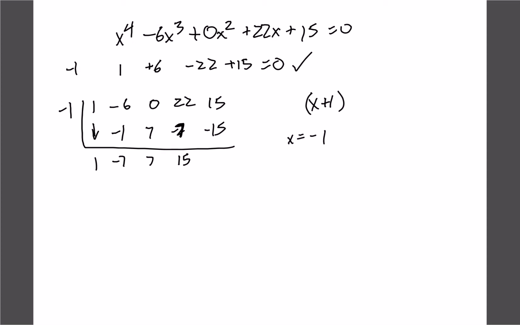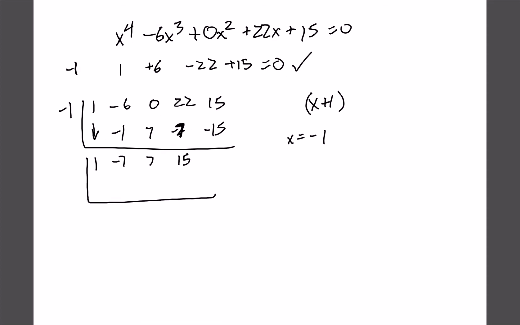Okay. So let's keep going. So there's our new one. So we have 15 once again. We already know 1 doesn't work. We could try negative 1 again if we want. So that would give us negative 1 plus 7 minus 7 and 15. That doesn't work. So let's try 3 in there.